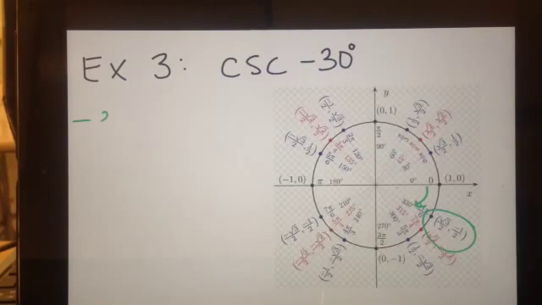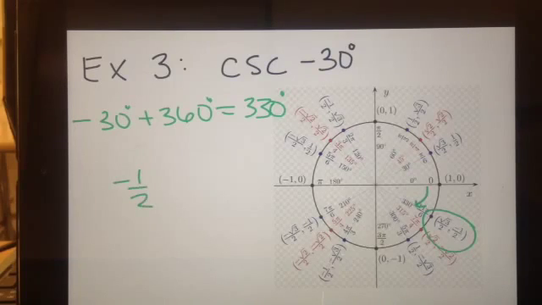Or if you wanted, you could say -30 plus 360 is 330, which is going to be the exact same spot. So it's up to you on the negative angles. If you want to go ahead and just go the opposite direction, that would be fine. Cosecant, if we remember, is the opposite of sine. So I'm going to look at sine, that would be -1/2 for sine. And then I'll go ahead and flip it since this is a cosecant, and so the answer is -2.